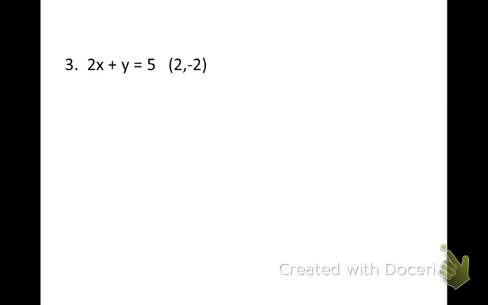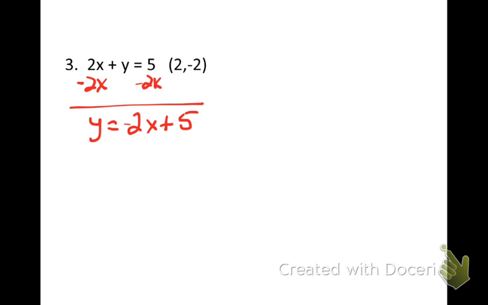This one, I need to get it in the right form before I can tell the slope. So remember to look at the slope, it's got to be in y equals mx plus b, so I need to minus 2x from each side. And I get y equals negative 2x plus 5. So the slope of this line is negative 2.